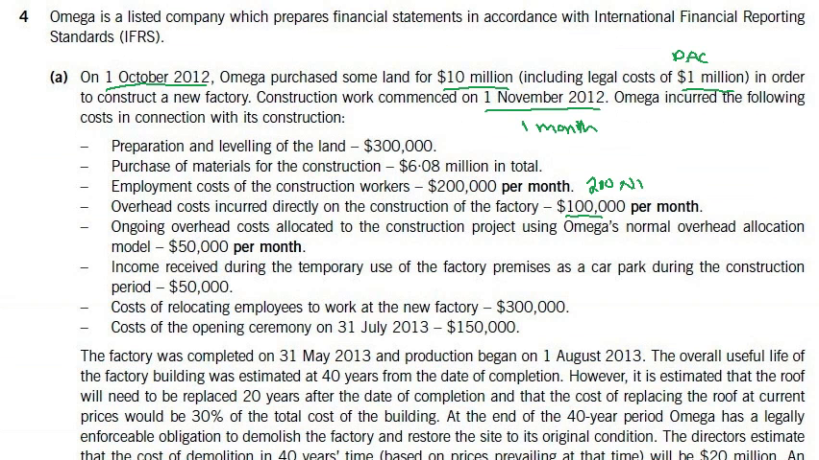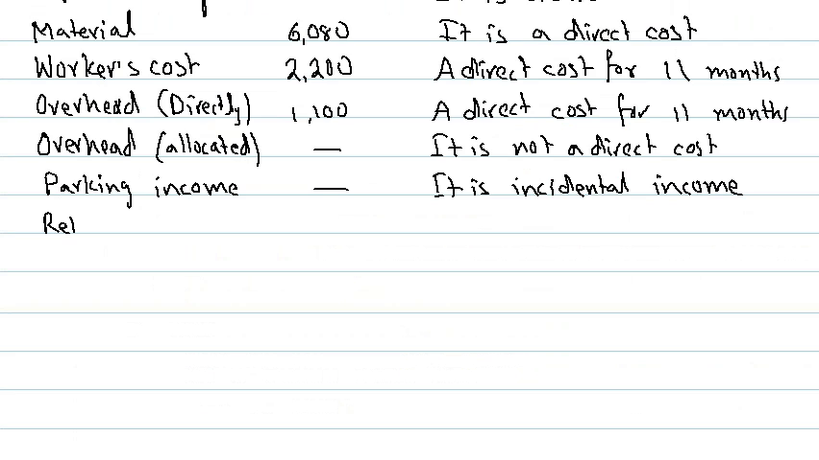Costs of relocating employees to work at the new factory. Relocation costs are not directly attributable to the asset. So we have relocation cost: nil. It is not a direct cost.